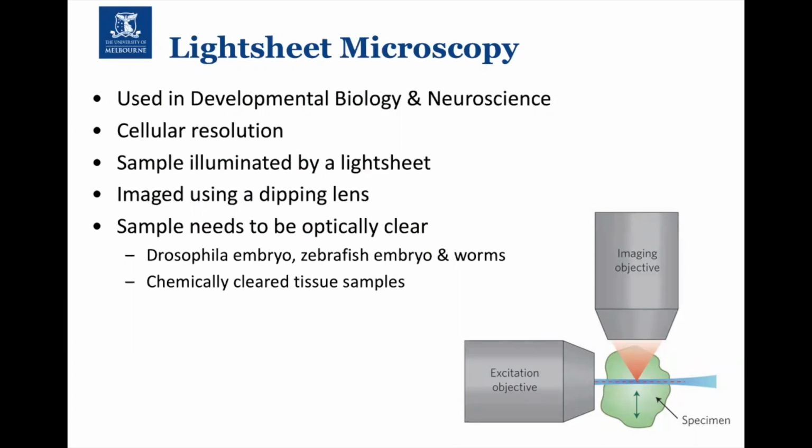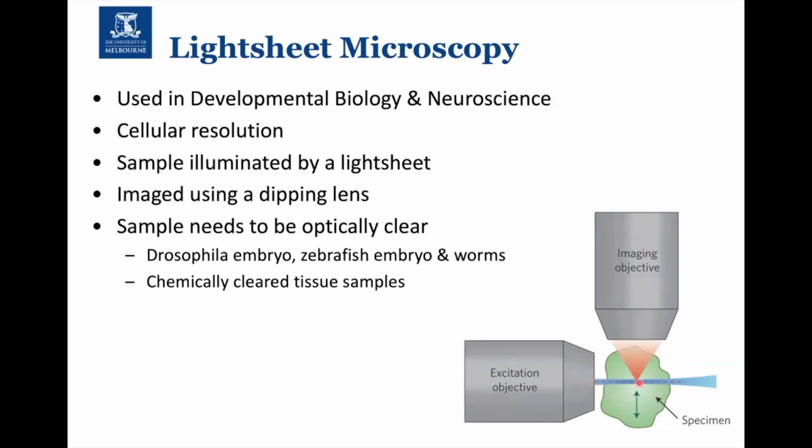In this case, as the name suggests, your sample is illuminated by a light sheet. So in the figure down here, this is our specimen in green. In this case, we have two objectives. So we've got one objective which creates this very narrow sheet of light, which comes in perpendicular to our imaging objective. The nice thing with light sheet is that we're only illuminating what we're actually imaging.